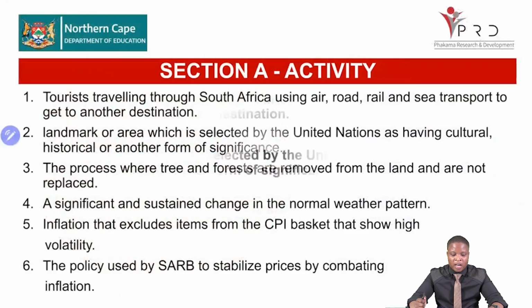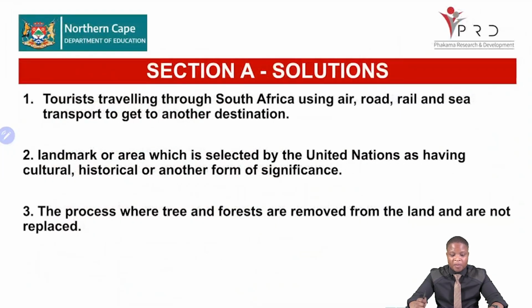Right, grade 12, our time is up. Let's look at our marking guideline. The first question: tourists traveling through South Africa using air, road, rail, and sea transport to get to the next destination. That is the transit tourist. Landmark or area which is selected by the United Nations as cultural, historical, or another form of importance, that is your World Heritage Site.